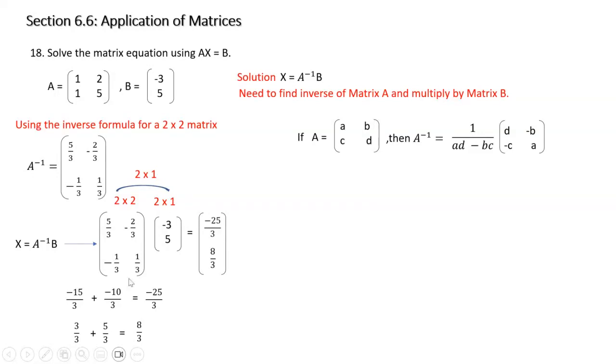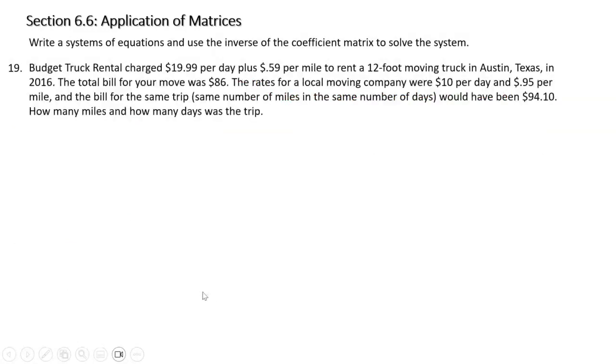You can follow the work how we did the previous work, when I multiplied the first row times the column. But here, guys, there's only one column. That's why I show no extra work, because all I do is multiply the first row times the column, and then the second row times the column. So that's my solution for X.